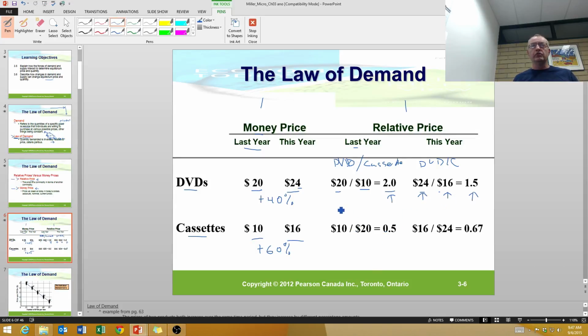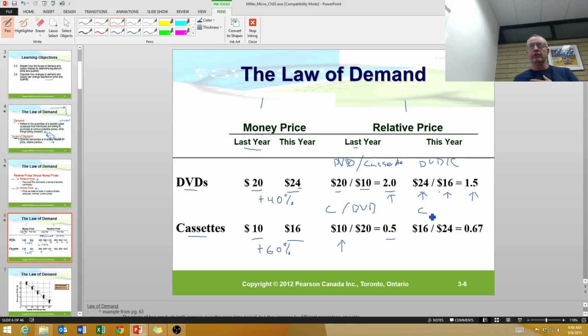Okay, so when we look at cassettes, we see the exact opposite. We have cassettes per DVD. So last year, $10 allowed us to buy one cassette, and $10 would allow us to buy half a DVD. So the exchange rate between cassettes to DVDs last year was a half.